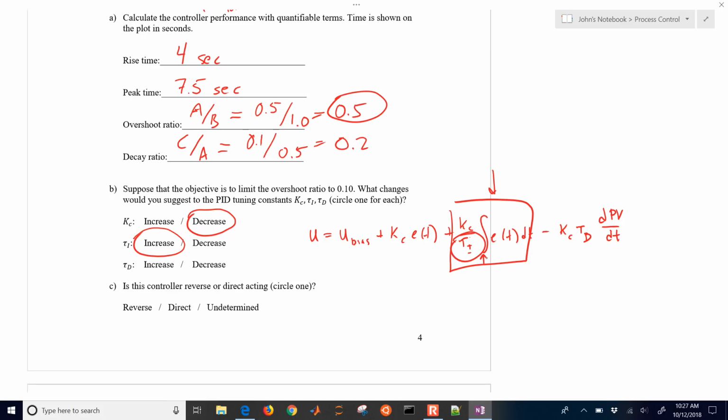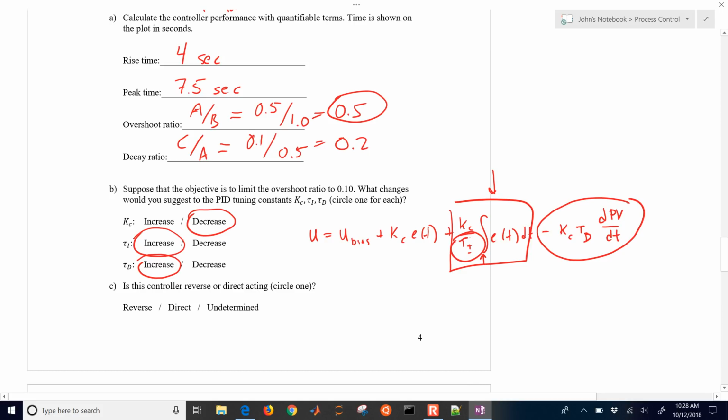And then tau d, we would want to increase tau d because this works to decrease oscillations. It decreases the aggressiveness of the controller. As you increase tau d, it has a penalty for any rate of change, so it tries to stop a fast rate of change.